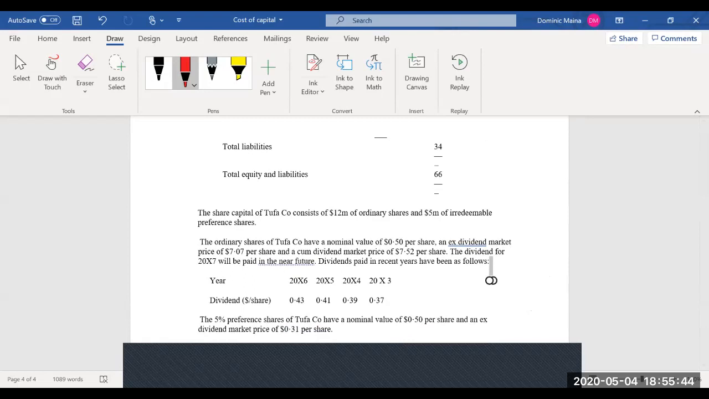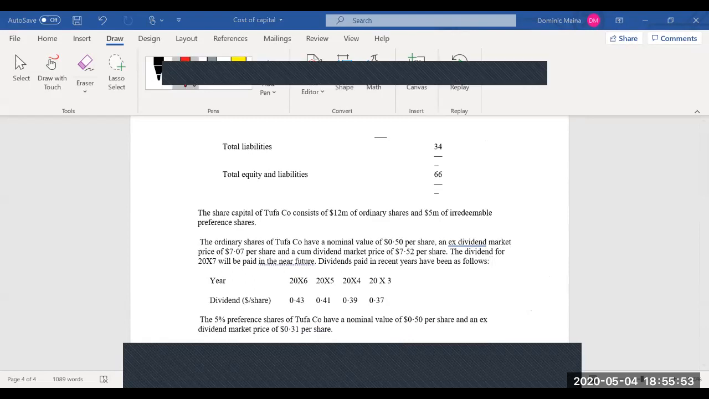Next, what do you do? We calculate the cost of equity, the cost of each of them. Okay, cost of equity. Can you share your screen? No, I was doing it in my book. Okay, you're doing it in your group.